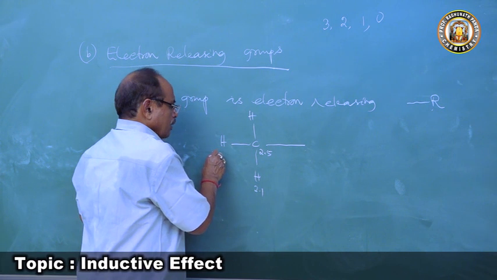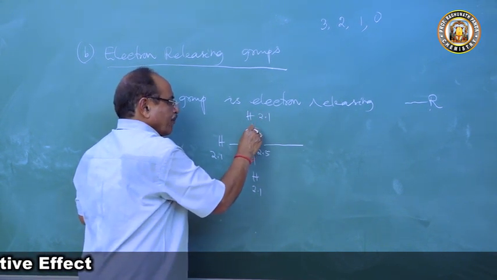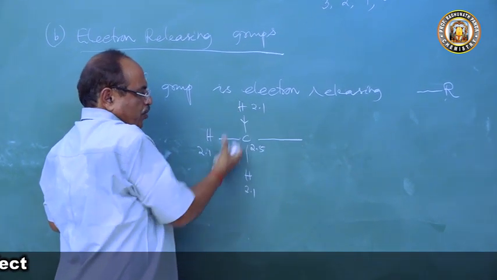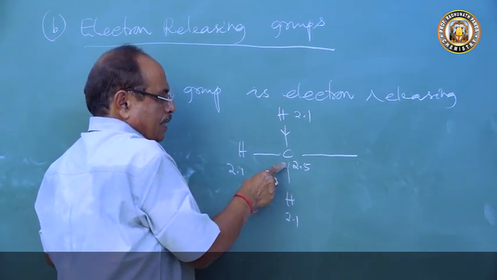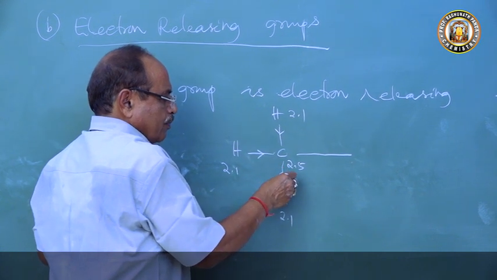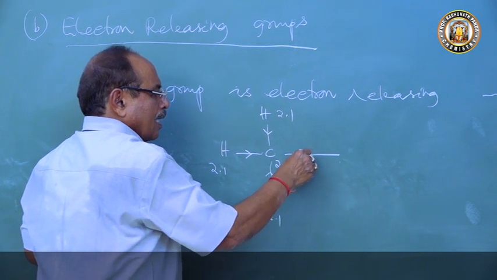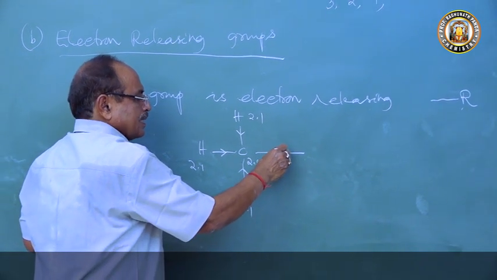Hydrogen 2.1. Then what is happening? The carbon will be attracting the electron pair towards it. This carbon will attract the electron pairs towards it. So everything will go to whom? On the carbon.